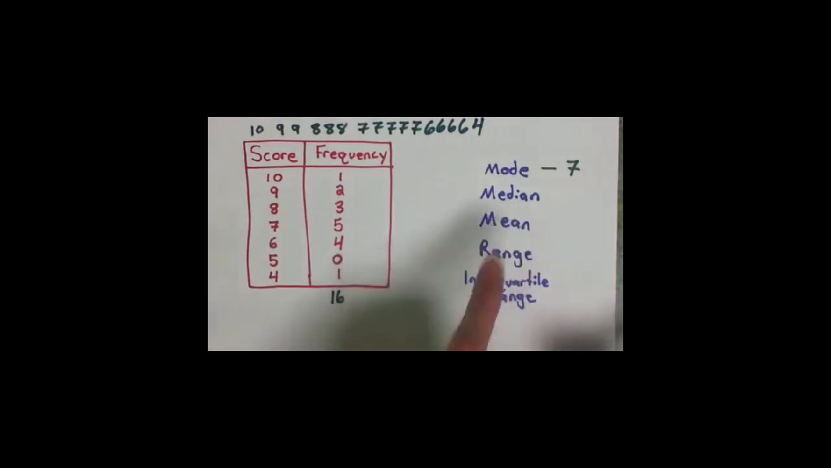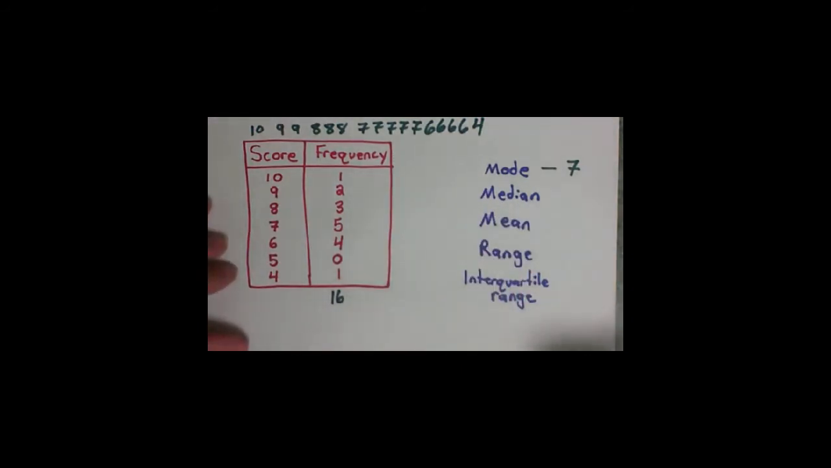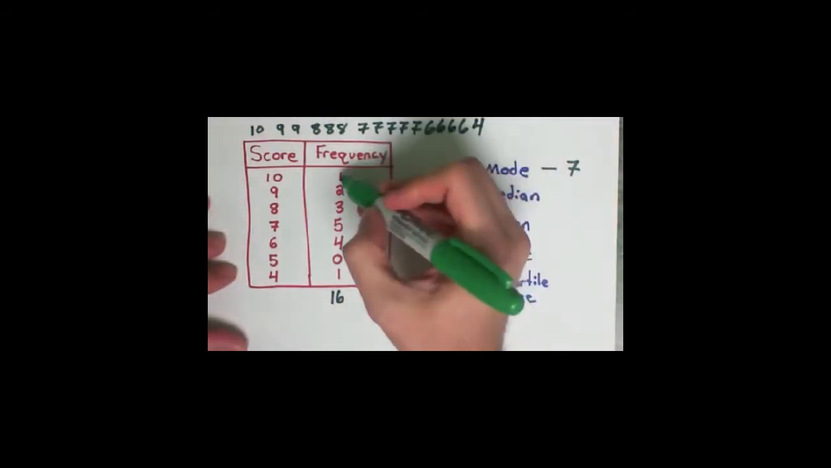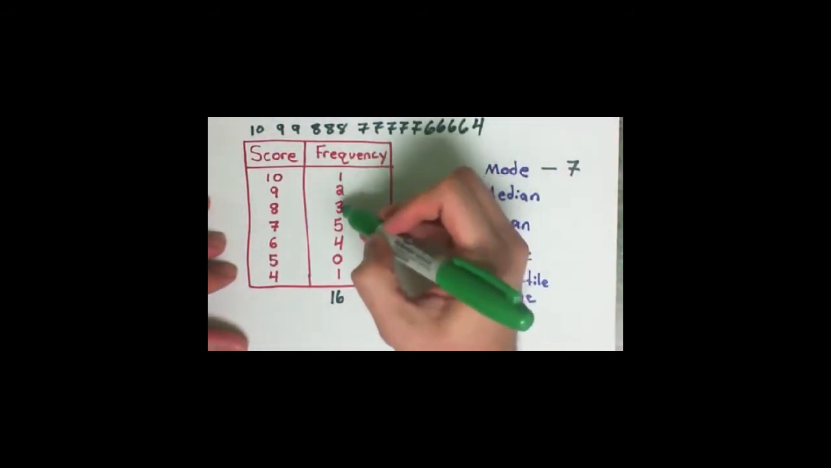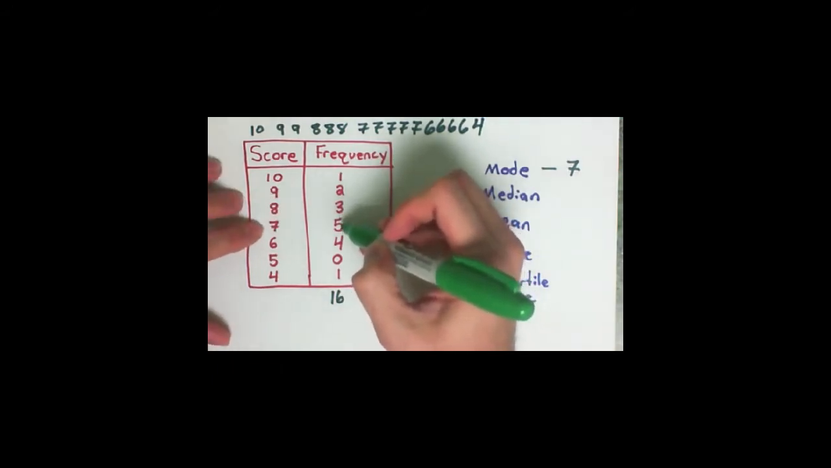So what would be the middle? Well, that would be either 8 down from the top or 8 up from the bottom. So I could count. There's 1, 2, 3, 4, 5, 6, 7, 8. It happened within this one.